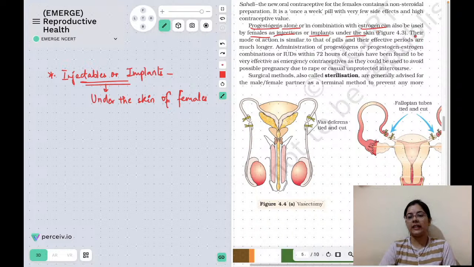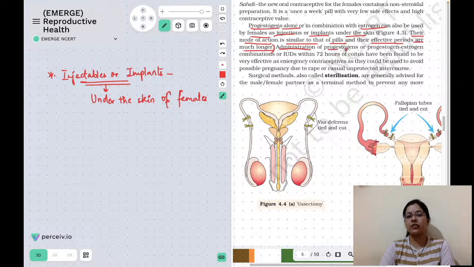Now their mode of action is similar to that of the pills, and their effective period is much longer. However, देखो pills का कैसा था कि pills have to be taken daily, orally उसको लेना है, and that too daily लेना होता है. लेकिन implants के साथ ऐसा होता है कि इनका effectiveness ज़्यादा होता है pill से, but this is something which is already implanted under your skin, so you need not have any kind of pills or any kind of treatment regarding that. वो सारी चीजें नहीं होती हैं इसमें.